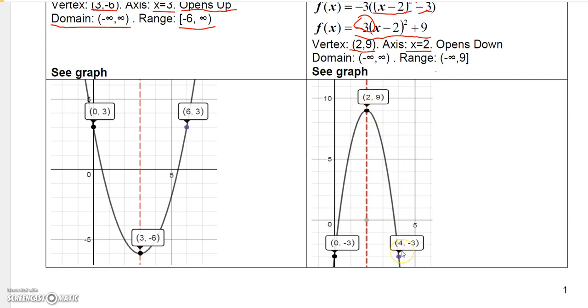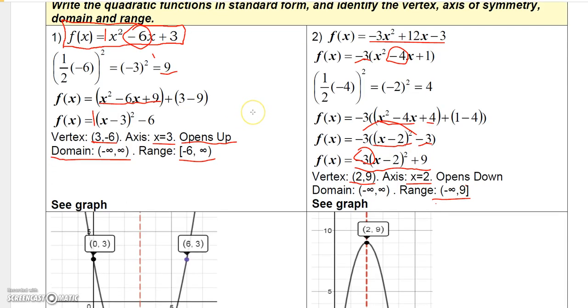If you wanted a more accurate sketch, you could actually plot some other values. But this is all I need to get the range, because the highest value of the range is 9, and then of course the lowest value is negative infinity because it goes down forever. So the range here would be negative infinity up to and including 9.